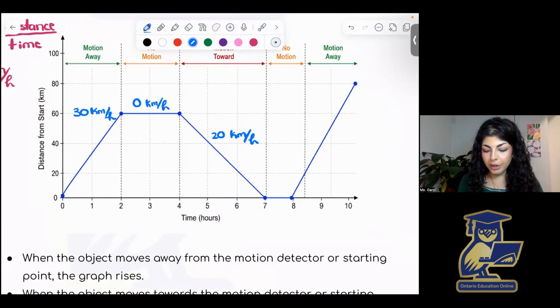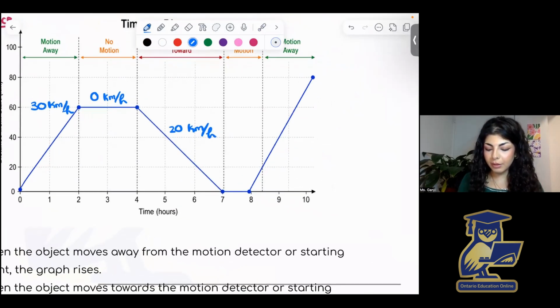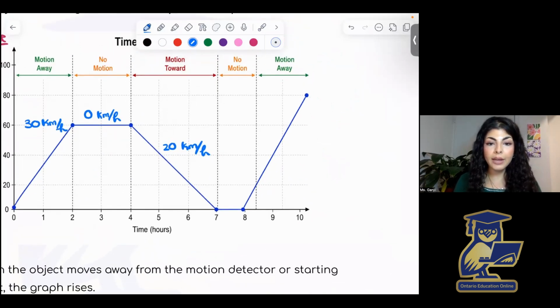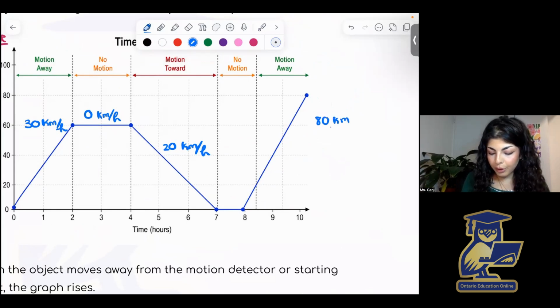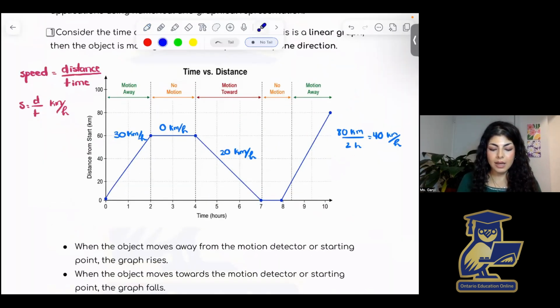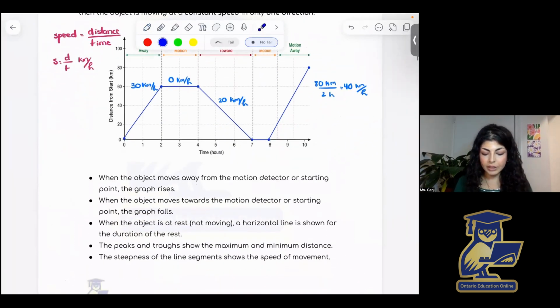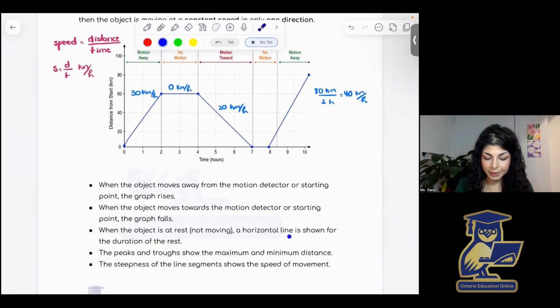Again, we rest for another hour here. And actually, this line should be lined up with here. So ignore that minor error there. And then again, we are moving away here. And this time it's 80 kilometers over 2 hours, so it's 40 kilometers per hour, and this is our greatest speed that we see in this time and distance graph. And all of that that I just interpreted is included here.